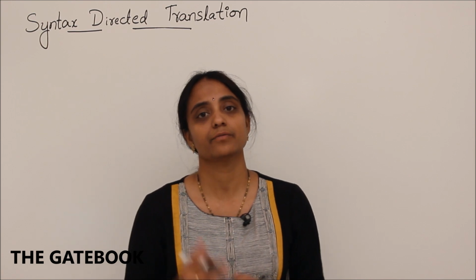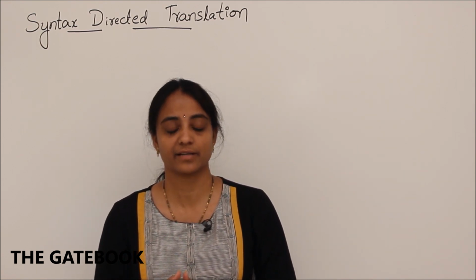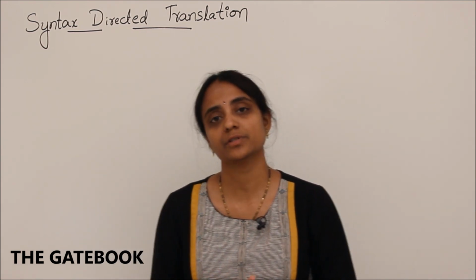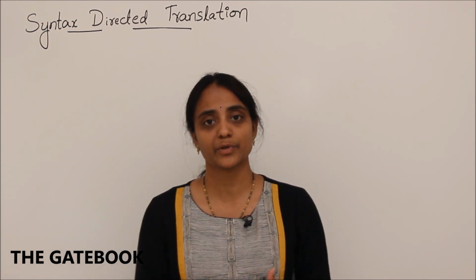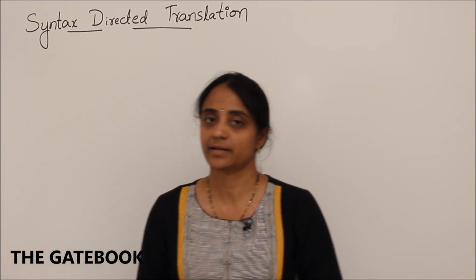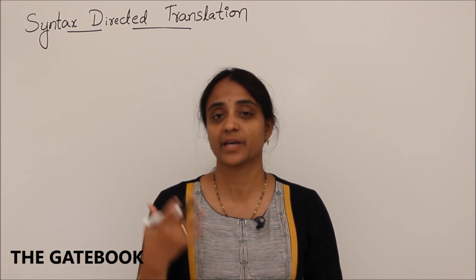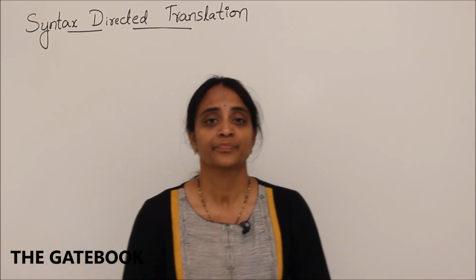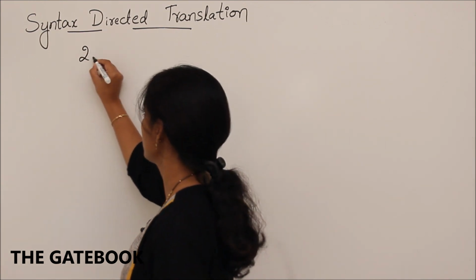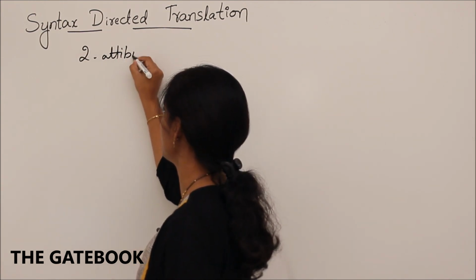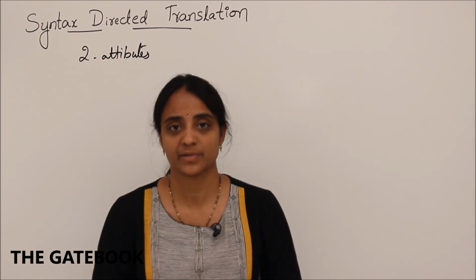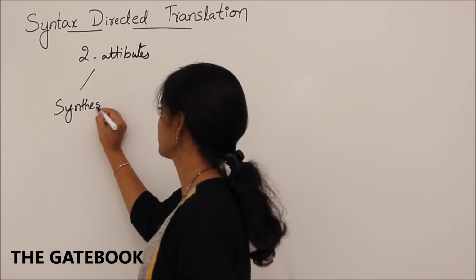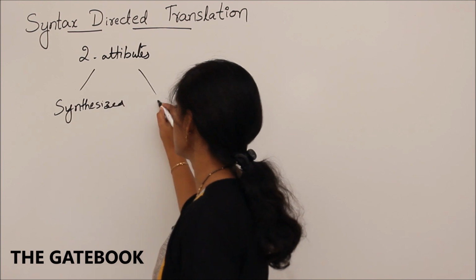Now we will see what exactly syntax directed translation is and how we associate those rules with the grammar symbols. We use these translations to compute some attributes. The attribute can be a type, or the actual value itself, or a memory location, or anything. There are two kinds of attributes we may compute for any grammar symbol. One is synthesized, the other one is inherited.